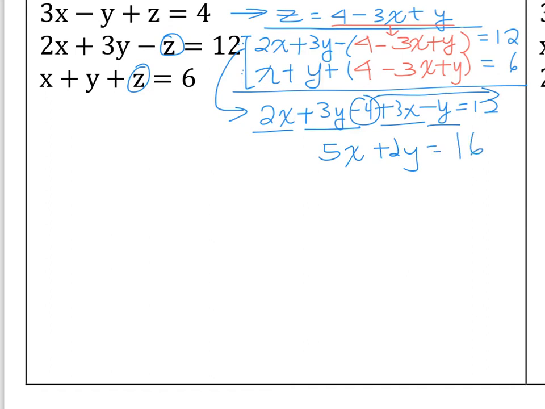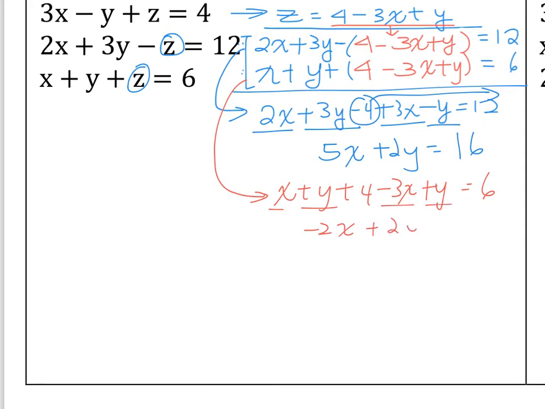Okay, and then now we can do the other equation. So I'll rewrite it. x plus y plus 4 minus 3x plus y equal to 6. So x minus 3x gives you negative 2x, y plus 2y, and then plus positive 4, move it to the other side, gives you negative 4. So this would equal 2.